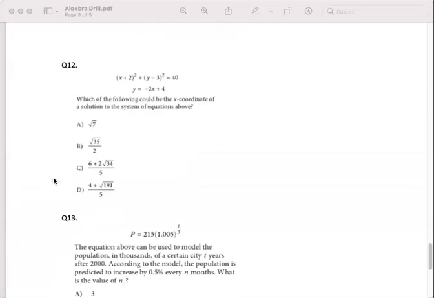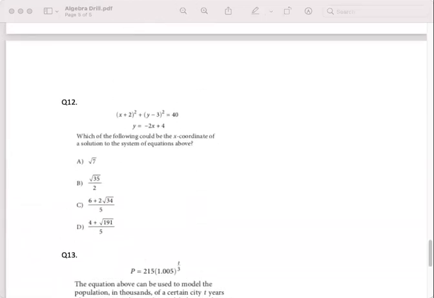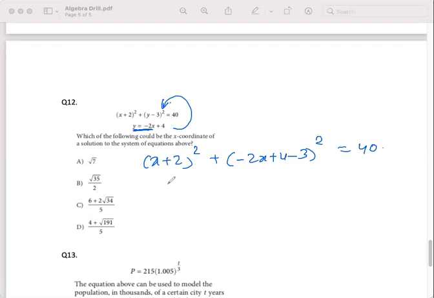Okay, let's go to question 12. Which of the following could be the x coordinate of a solution to the system? X coordinate. Okay, so we'll substitute this value of y in the first equation. So x plus 2 the whole squared plus minus 2x plus 4 minus 3 the whole squared is 40. So that's x plus 2 the whole squared plus minus 2x plus 1 the whole squared is 40.